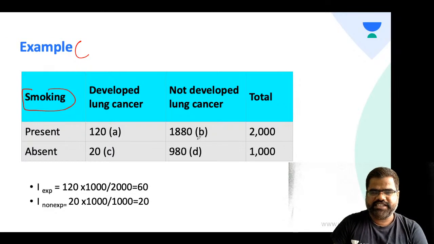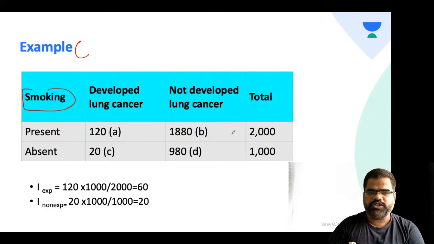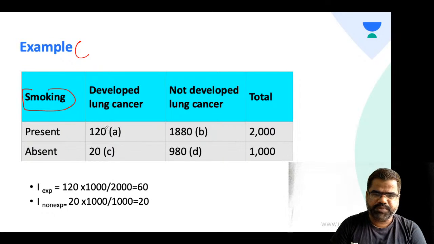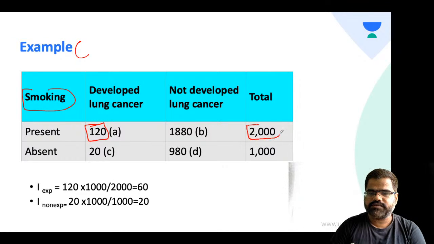Now first question, if this is my 2 by 2 table, students, first thing I ask you: how many people developed lung cancer in the smoking group? If you see, it becomes 120, right? What is the total population who were smoking? 2000. So if I ask you what is the incidence of lung cancer in the smoking group, what will you do? You will say, okay, 120 people developed lung cancer out of 2000.